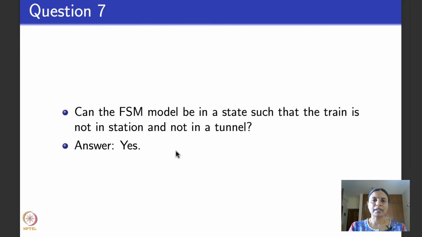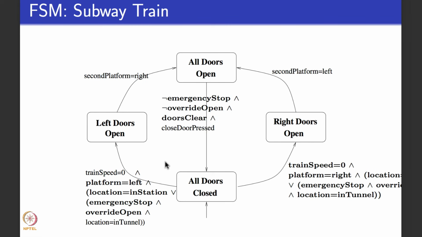So moving on, the next question, question number 7 in the assignment, was the following. Can the finite state machine model be in a state such that the train is not in the station and not in the tunnel? Is that possible? If you remember, we had looked at it even when we did the lectures. It is possible. So when you try to do the truth table for each of the clauses, you will realize that there is a particular state where in tunnel need not be true and in station need not be true, whereas in real life, that's not possible. And in fact, when we did the lectures, we had understood that there is something wrong with the finite state machine.